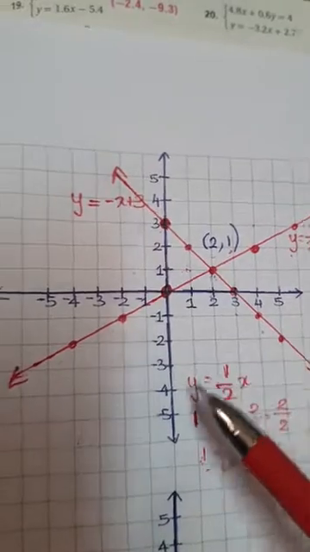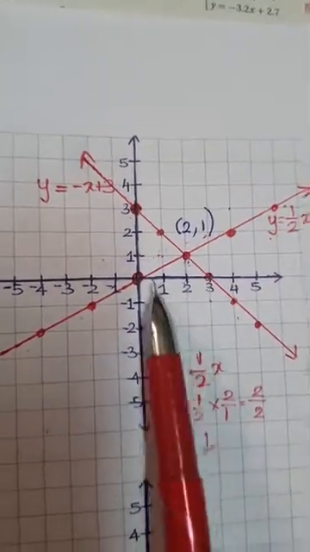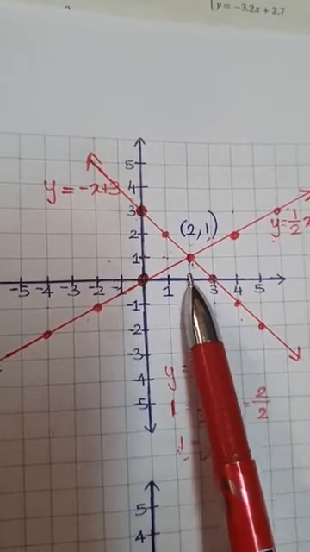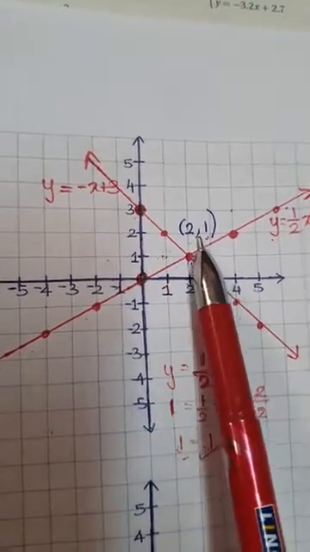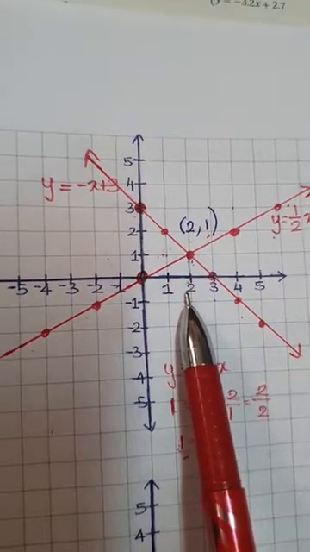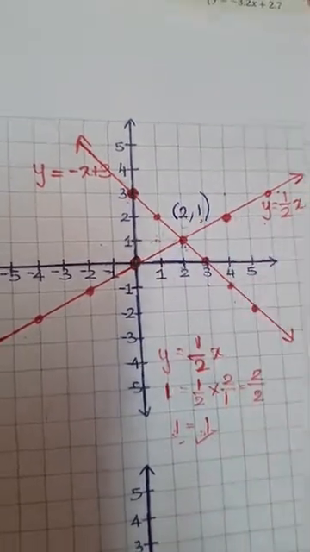So now how do we find out which is the solution for these two equations? You can see these two lines joining at a certain point. This point here, that's the coordinate here, is going to be the solution for our equation. So that's going to be (2, 1). So this is the solution for our equation.